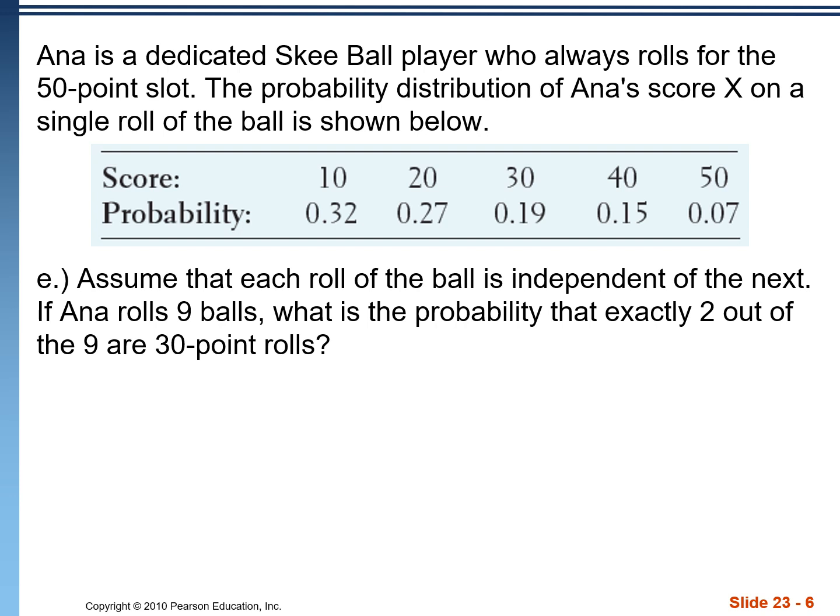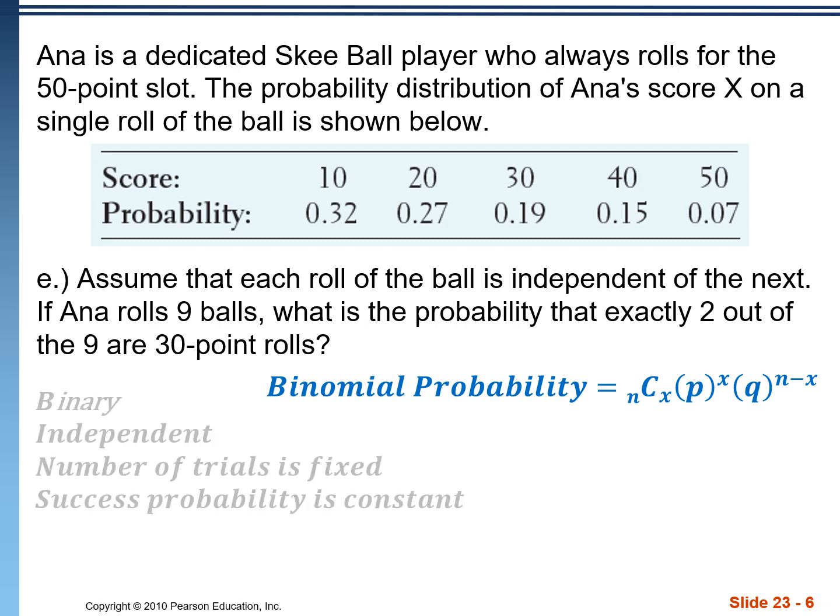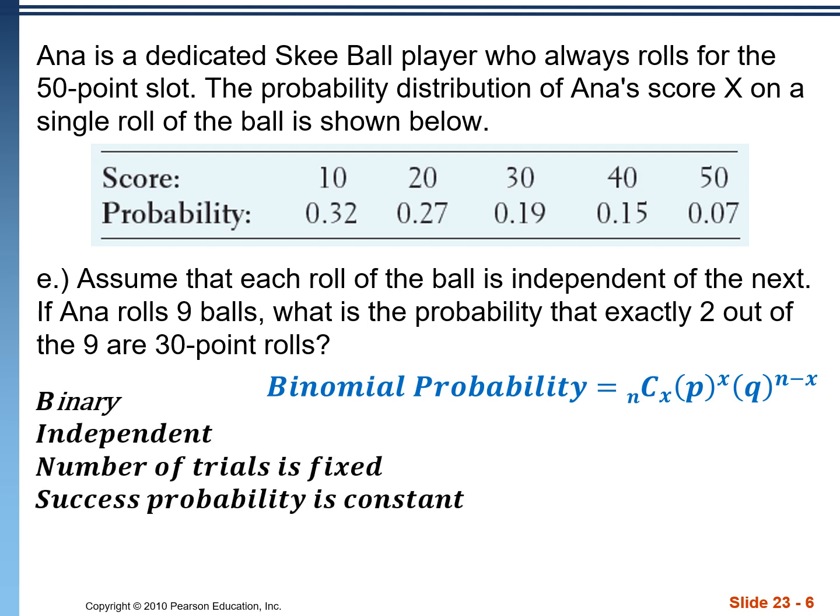Assume each roll is independent of the next. If Anna rolls 9 balls, what's the probability that exactly 2 out of the 9 are 30-point rolls? This is everyone's favorite type of probability problem, the binomial probability. We know it's binomial because it meets all 4 criteria of BINS. We have a binary set of outcomes: either she makes that 30-point roll or she doesn't. Trials are independent. We have a fixed number of trials since she's only rolling 9 balls, and that success probability is constant at 19%.